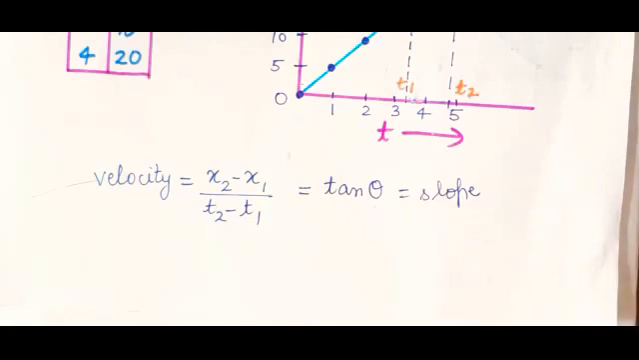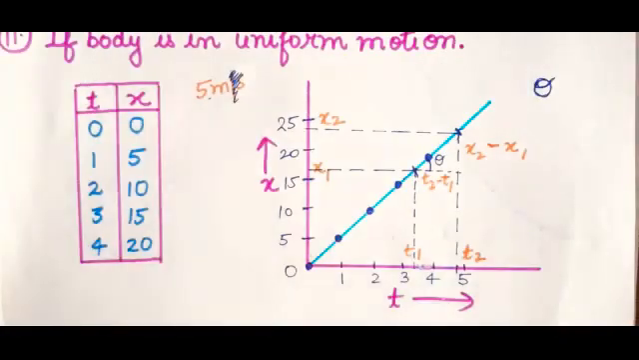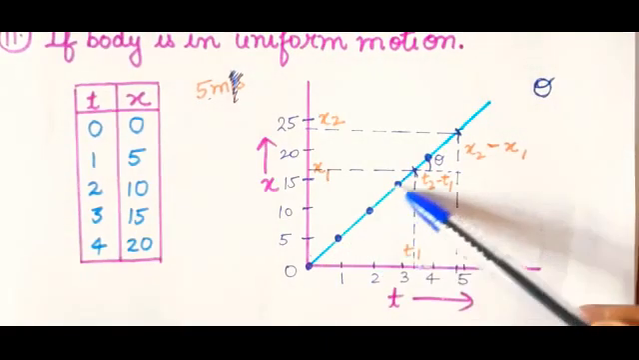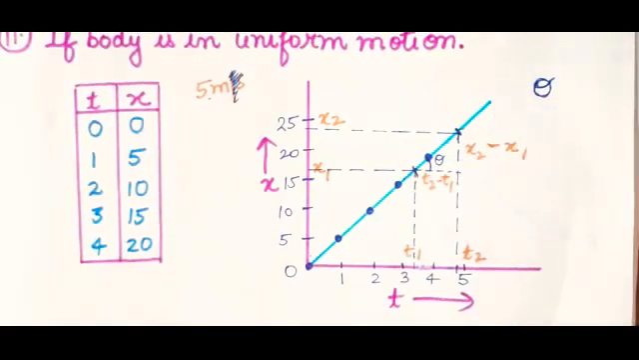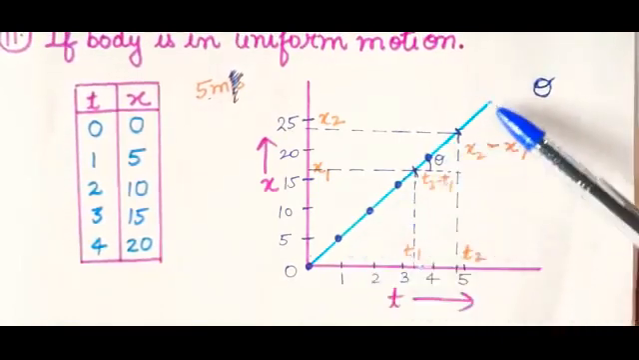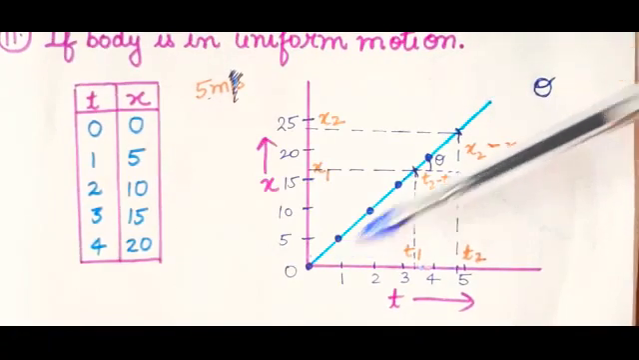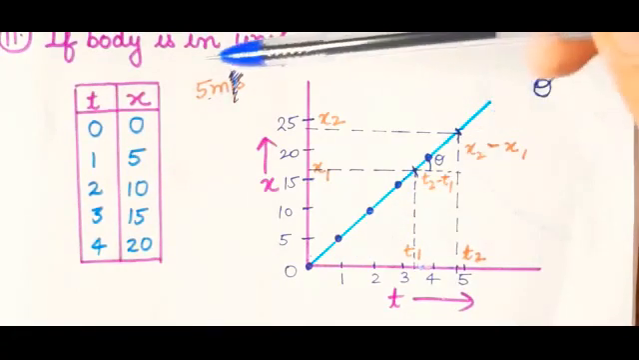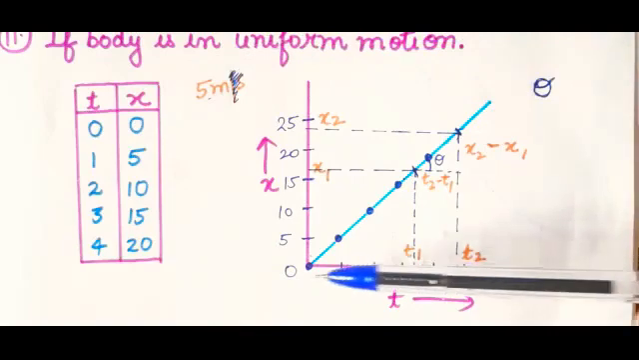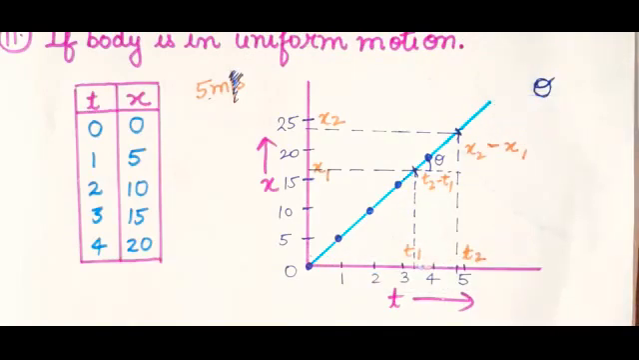Theta is the angle, tangent theta. So this gives the slope of this graph. Means in a distance time graph, this slope gives velocity. So a question can be asked: in a distance time graph, what does the slope tell if the body is moving in uniform motion? The slope tells about velocity. So this was the second case, if the body is moving in uniform motion.